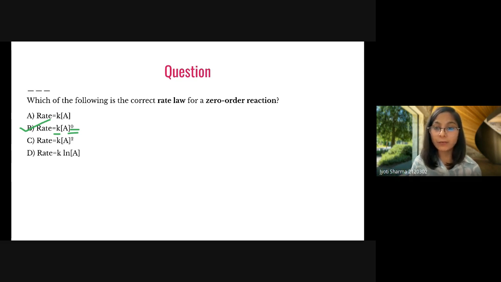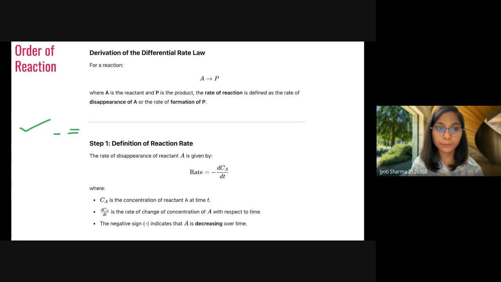Let me explain what is meant by zero order reaction, and what is meant by first order and second order. Based on that, I think you can tell me the answer to whatever question we have in the next slide, but firstly you have to understand what this means. Okay, so let me tell you.